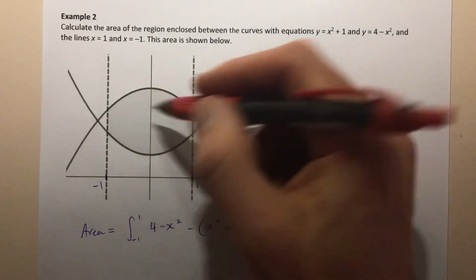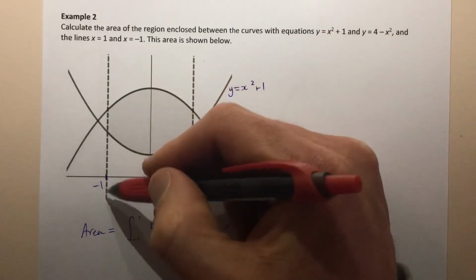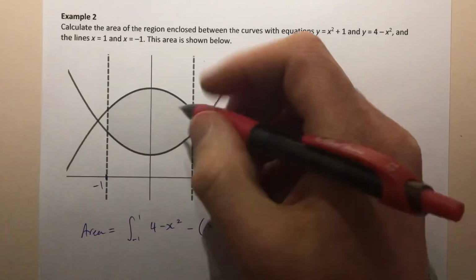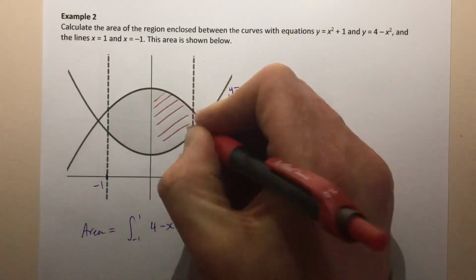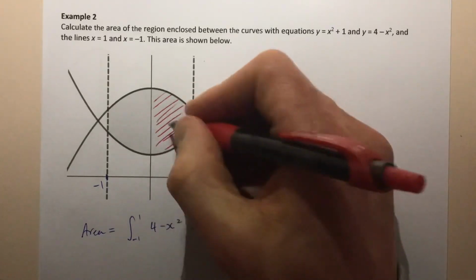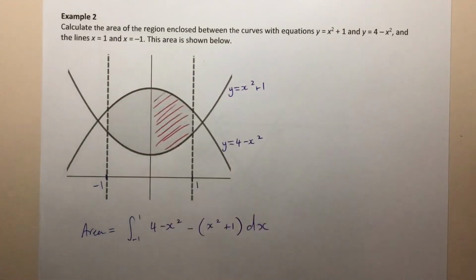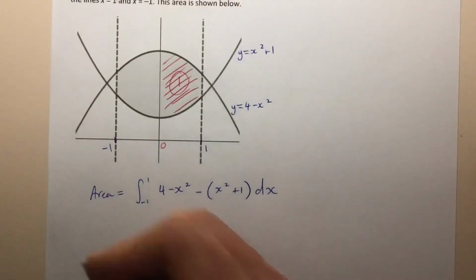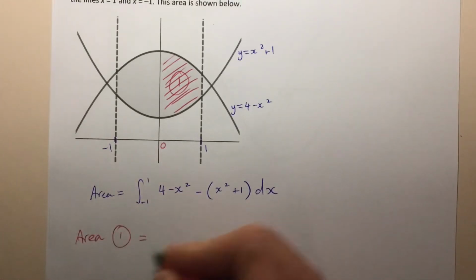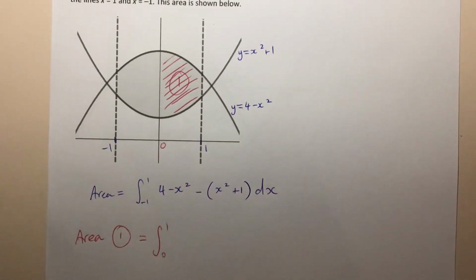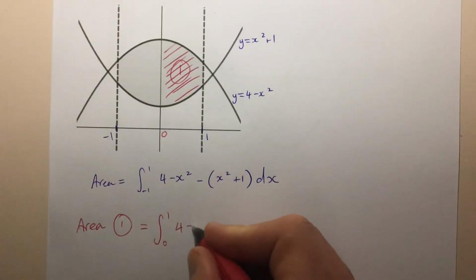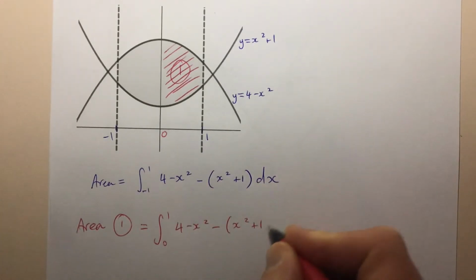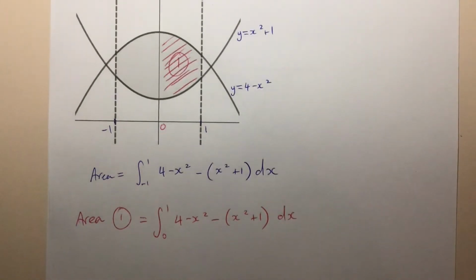Because these functions are both symmetric around the y-axis, and the interval from negative 1 to 1 is also symmetric around the y-axis, we could actually find just the area on the right-hand side and then double it, because this area on the right-hand side is going to be equal to the area that's on the left-hand side. And that would be slightly easier because it would then let us use terminals of 0 and 1, which are a bit easier to sub in than using negative 1. So let's call this area area 1. Area 1 equals the integral from 0 to 1 of 4 minus x squared minus x squared plus 1 with respect to x.